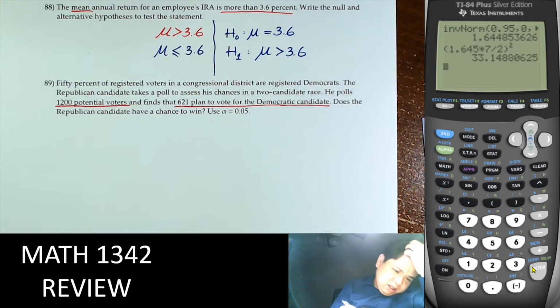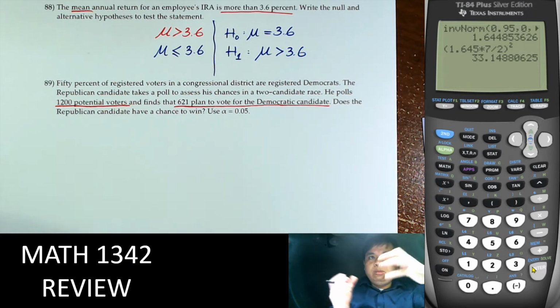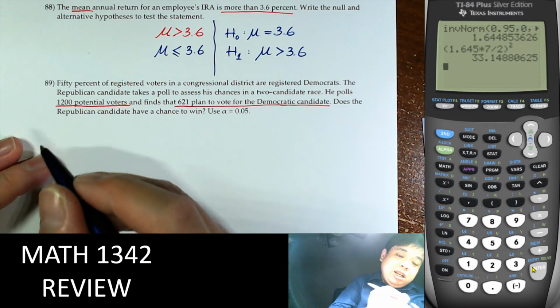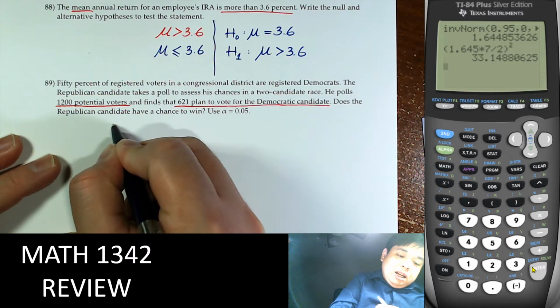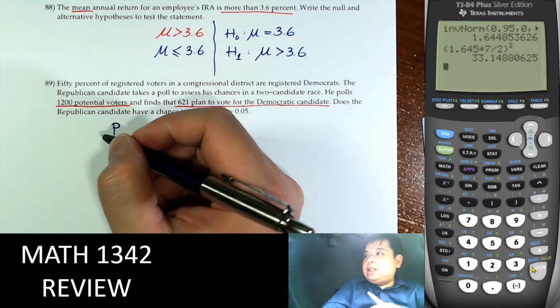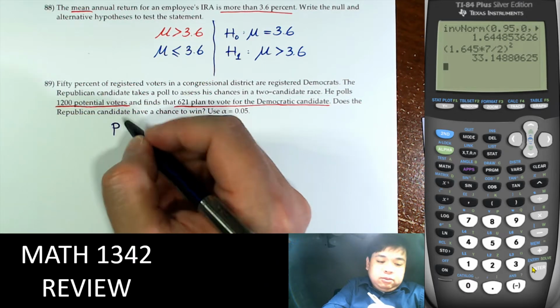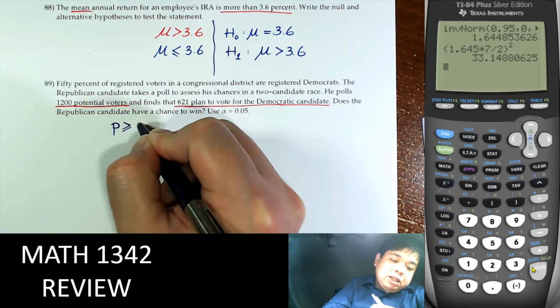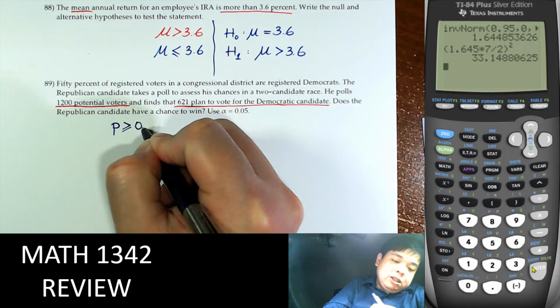So for a chance to win, he has to have... So assume that if when it's equal, then go to a runoff and all that. So we said if the population proportion is actually greater than or equal to 50%, then he will win, right?